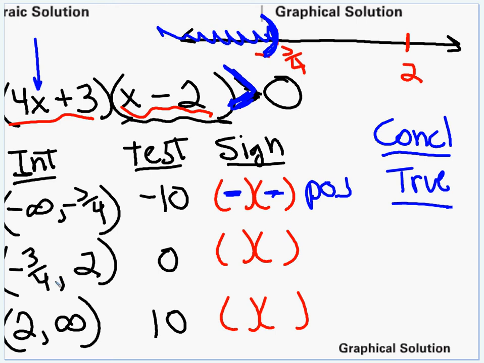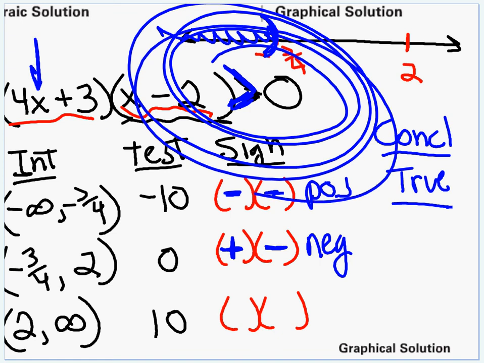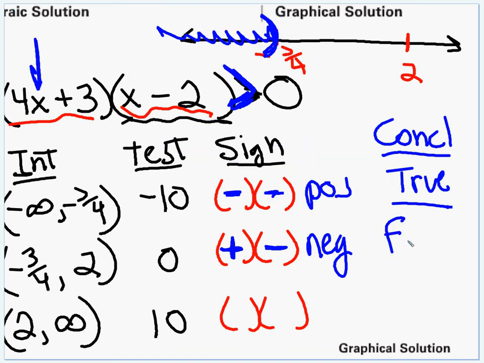All right, let's go to 0. If I put 0 in for the x in this term, 4 times 0 is 0, and then plus 3 is positive. And if I put the 0 in for this x, 0 minus 2 is negative. A positive times a negative is negative. Are negative numbers greater than 0? Of course not. So that's going to be false. We will not color in the interval from negative 3/4 to 2.